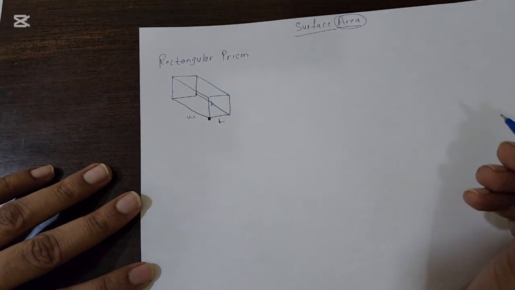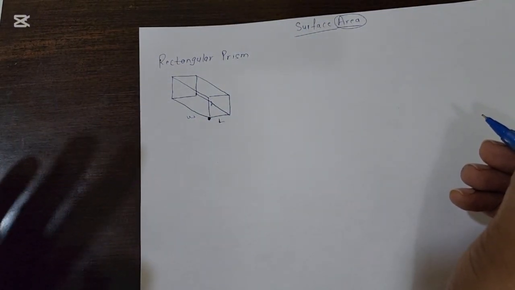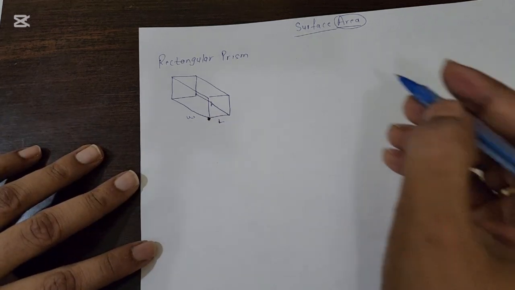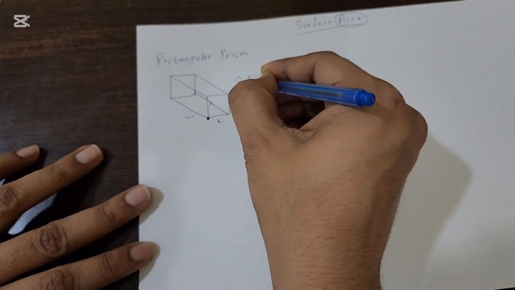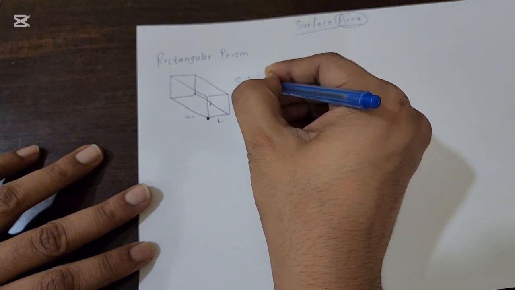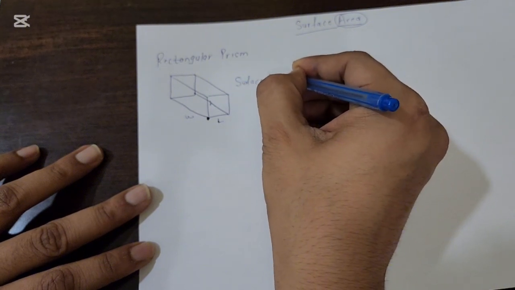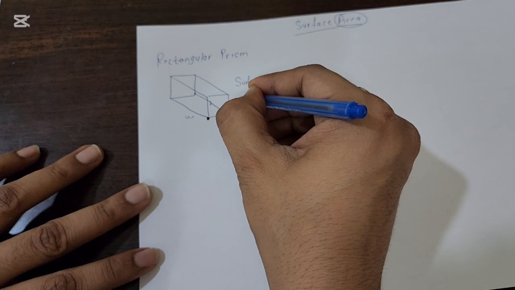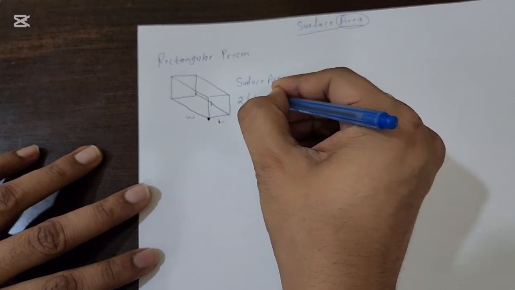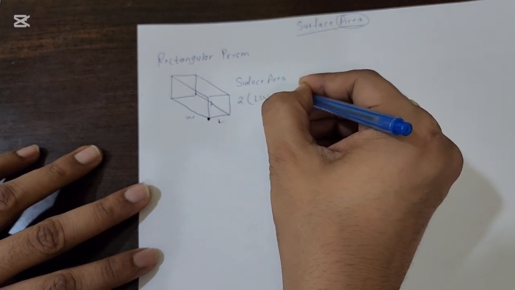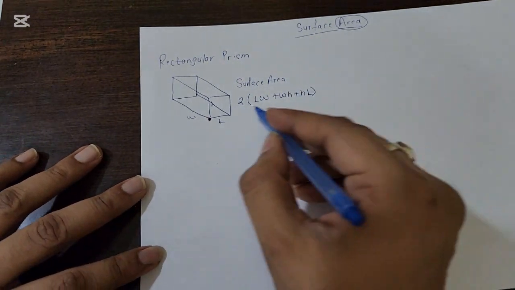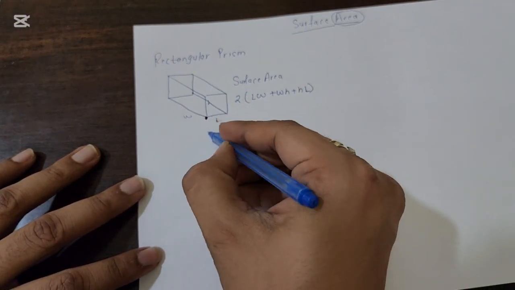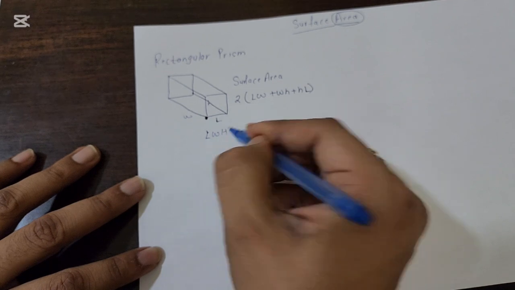Now for this specific shape we have a formula to find the surface area. If it says find the surface area of the rectangular prism, you don't have to do anything, just use this formula: length times width plus width times height plus height times length. Now see, how will you remember this formula? There are three things, right? Length, width, and height, correct?